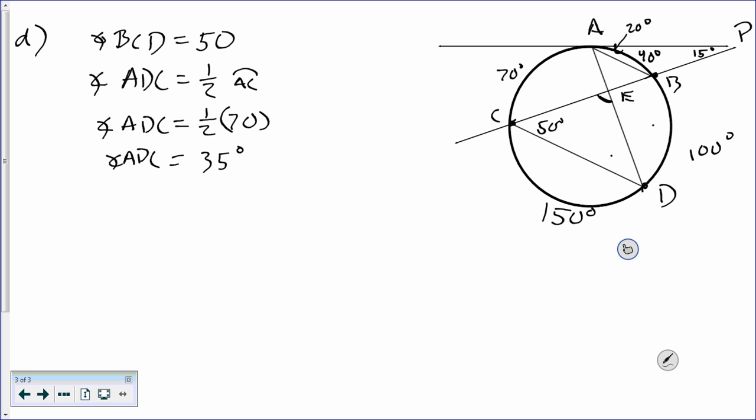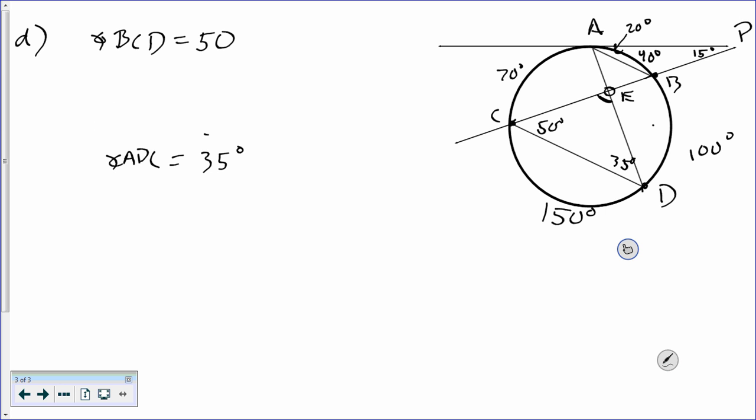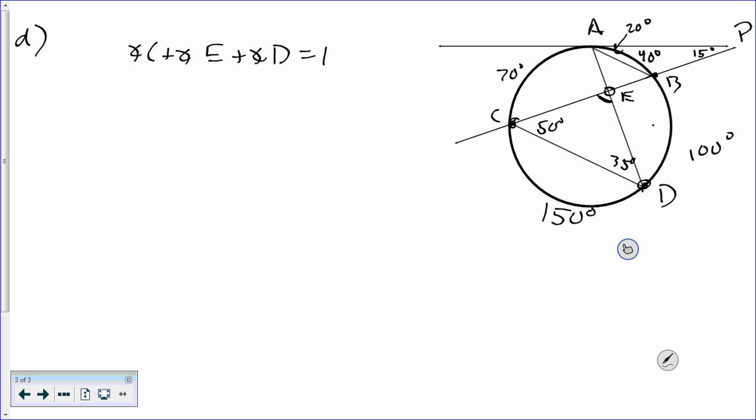So it's 35 right here. And now all of a sudden this becomes much more manageable. It's a triangle, right? So again, once we know those two things, I'm going to call them just real quick E, C, and D, just to keep things a little bit clearer, because there's a lot of angles here. So angle C plus angle E plus angle D is equal to 180.